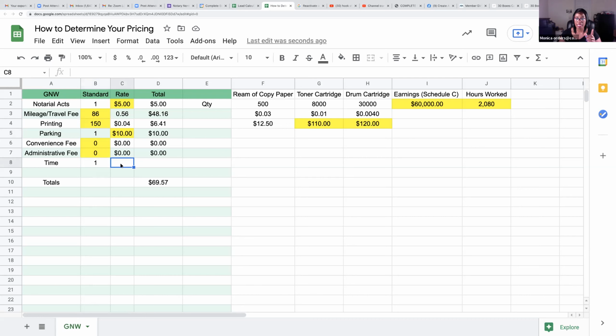The rate we're going to use is calculated as follows. The earnings that you reported on your Schedule C, or if you're doing W-2, whatever is on your 1040 that you reported as your W-2 income, you do that until you have Schedule C income, okay? So we take the earnings that you reported to the Internal Revenue Service and you divide it by the number of hours that you worked. So what is my hourly rate? $28.85.